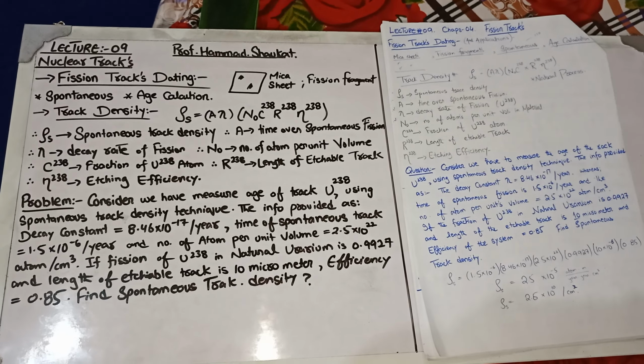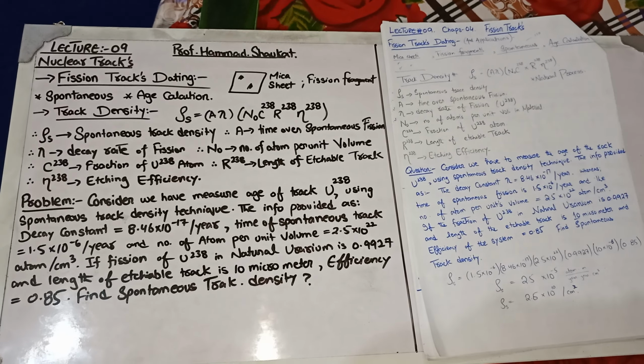So let's start first of all with the track density, on which your fission track age is determined. The first track density is basically rho s, the spontaneous track density, and the spontaneous track density is equal to A multiplied by lambda multiplied by N0 C238 R238 eta238. These are the factors. So what are these factors?